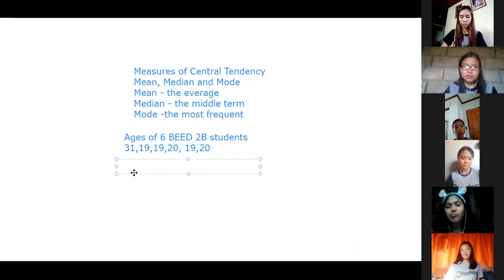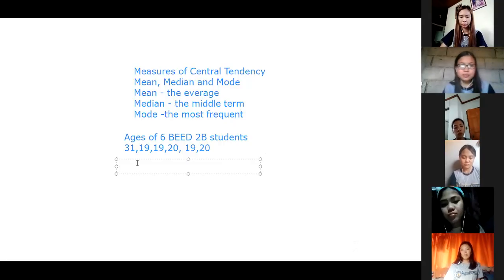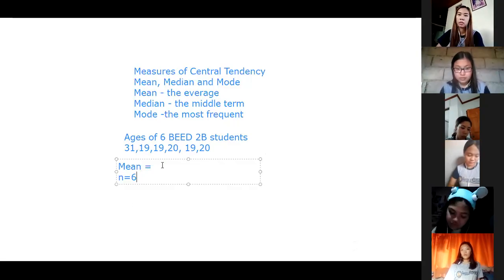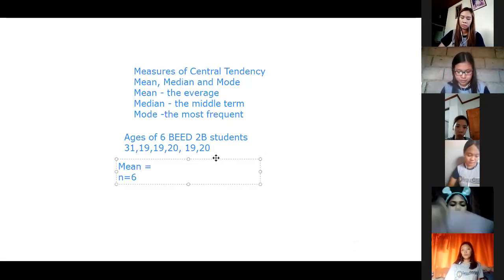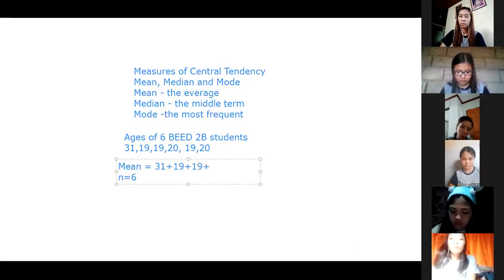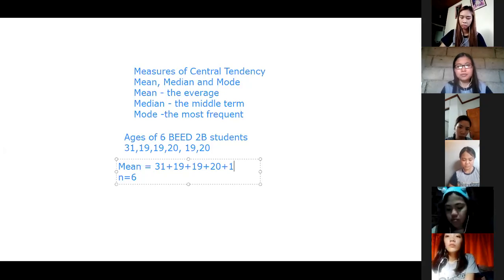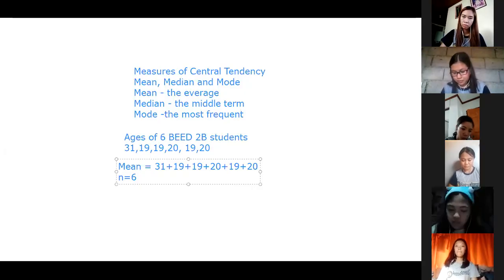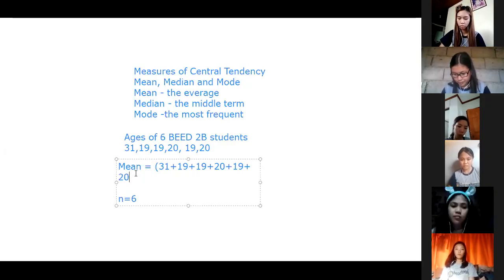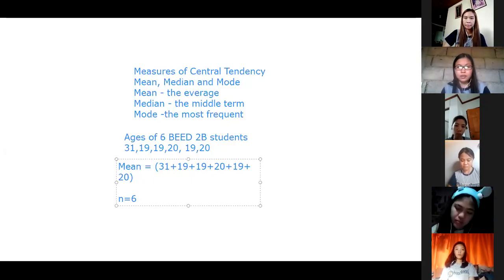What we are going to do is to solve for the mean, median, and mode of all this. So sa pag-solve ng mean, simpleng-simple lang. Ang gagawin nyo lang, identify first, ano ba yung n natin? Our n here is the number of scores. So we have 6 scores. N is equal to 6. Then you add 31 plus 19 plus 19 plus 20 plus 19 ulit plus 20. So upon adding that, divide natin yung whole equation na yan. So enclose natin sa parentheses, lahat yan divided by 6.